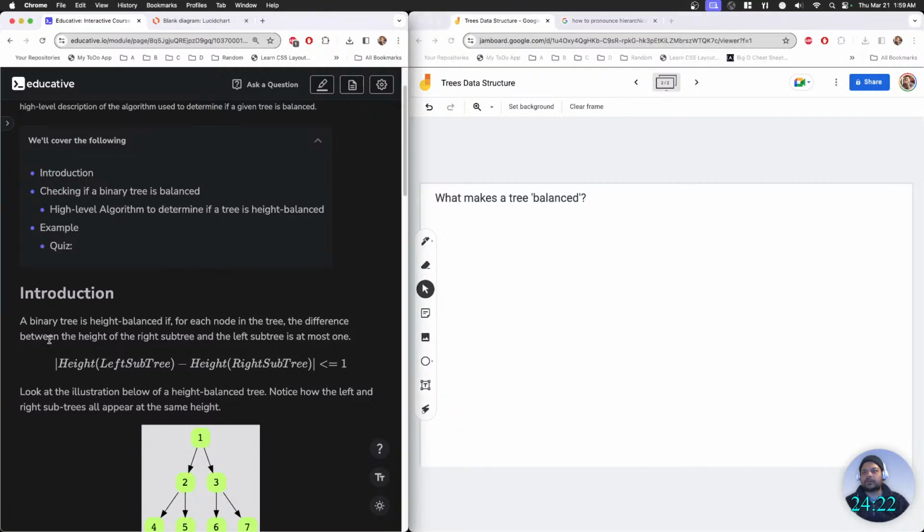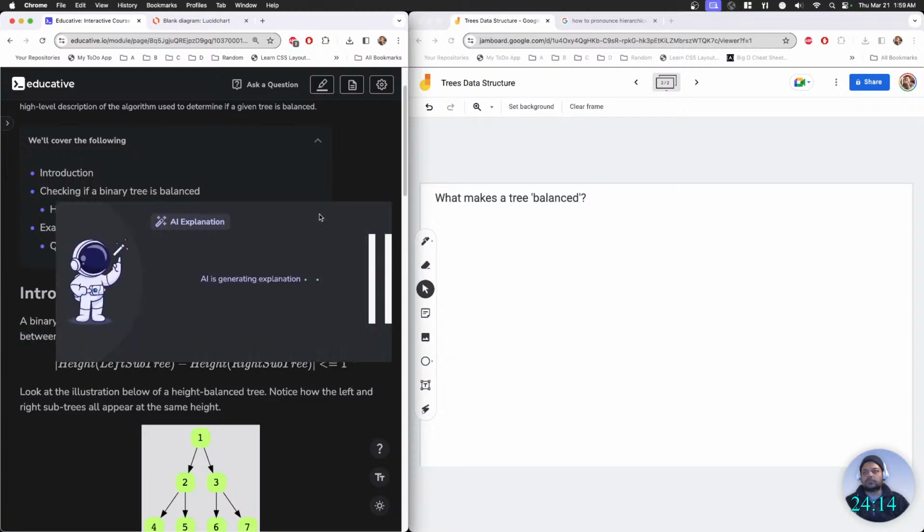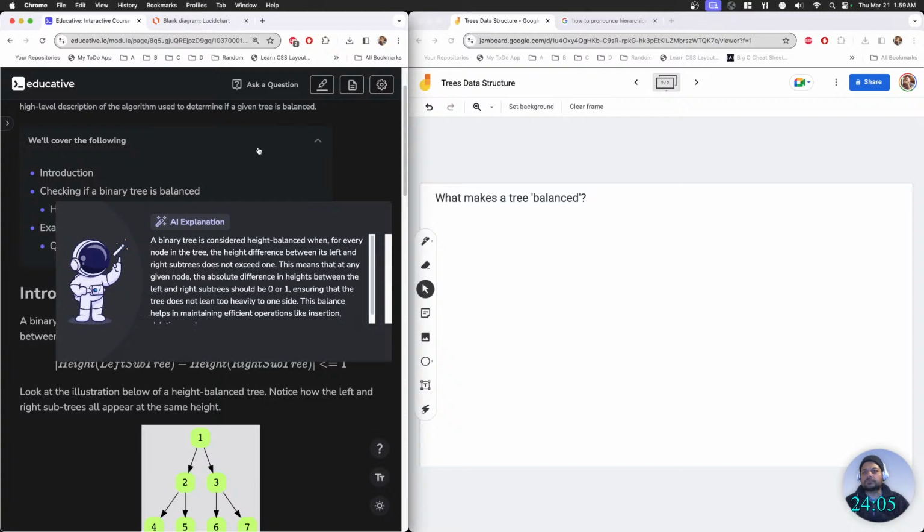A binary tree is height balanced if for each node in the tree, the difference between the height of the right subtree and the left subtree is at most 1. Explain. For every node in the tree, the height difference. This means that any given node.